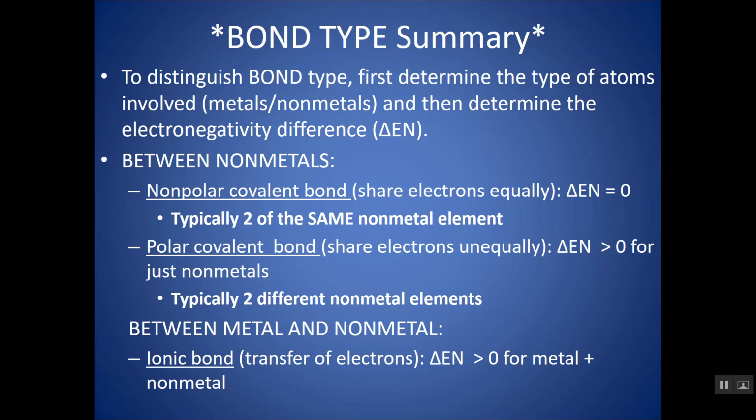Your electrons are transferred from the metal to the nonmetal. Your electronegativity difference will be greater than 0, and the further it is from 0, the greater the ionic character. Okay, so this is between metal and nonmetal.